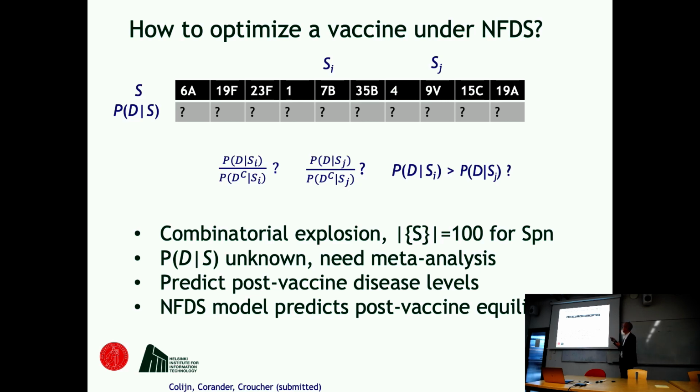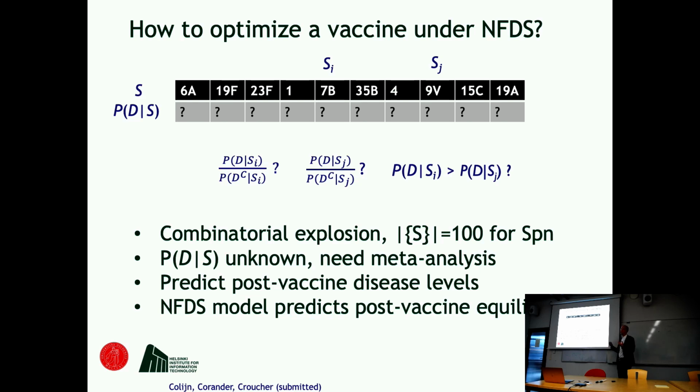So let's say that we would make a vaccine, and we could choose to put certain serotypes in there, and they are denoted here by SI and SJ. So I have a list of 100 serotypes from which I can pick. They have different propensities to cause disease because they pack different genes. And that probability of causing disease for a given serotype is largely an unknown thing. So we have to estimate that from the data.